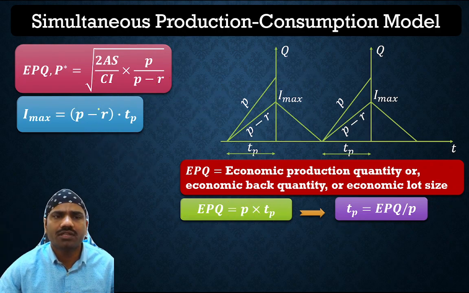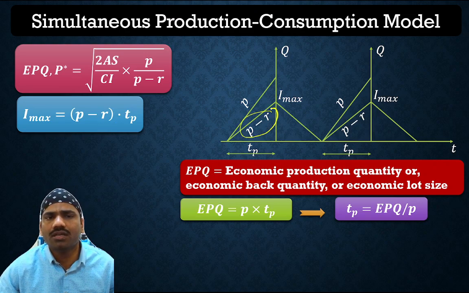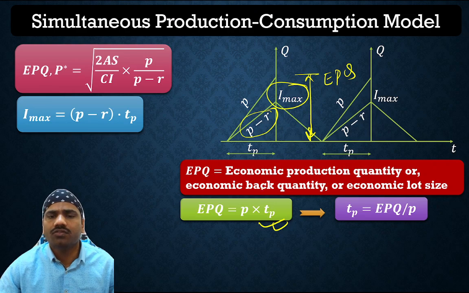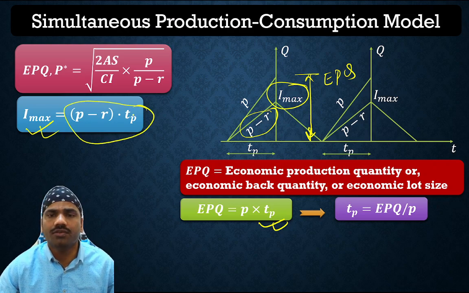We also have the maximum inventory formula. How much maximum inventory are we going to store? The maximum inventory is P minus R into TP. P minus R into TP will give you I max. Just like we get EPQ by the formula P into TP, in the same way we can find I max by P minus R into TP. So I max is nothing but the maximum inventory we are going to store, the maximum inventory we have in hand, and we can find it by the formula P minus R into TP.